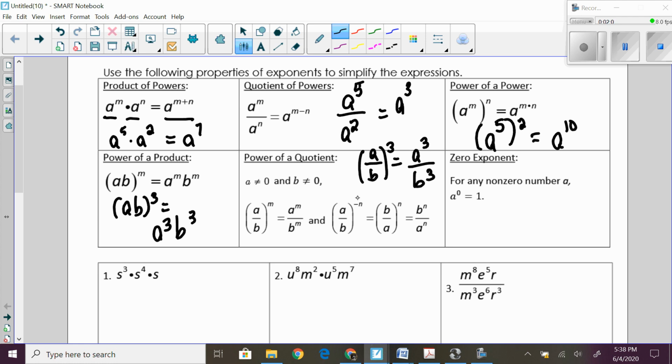If the exponent was negative, what we can do is write the reciprocal of this fraction and make that exponent positive, and then use the rule that we just used. And another little property that comes in handy is that anything raised to the 0 power is 1.